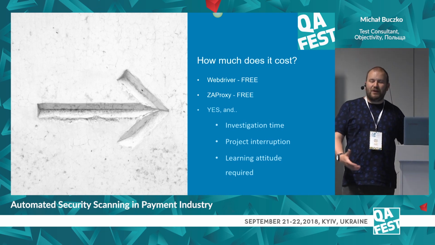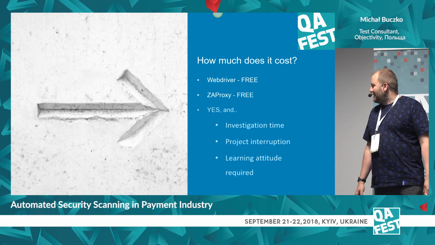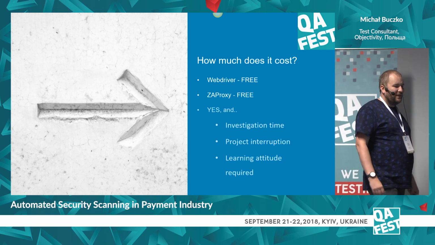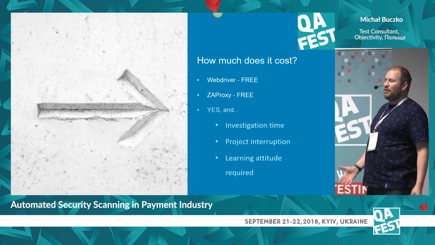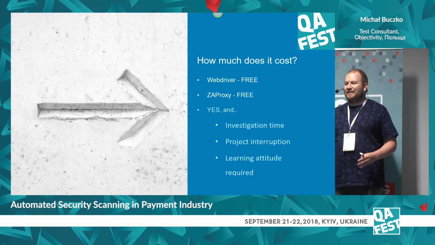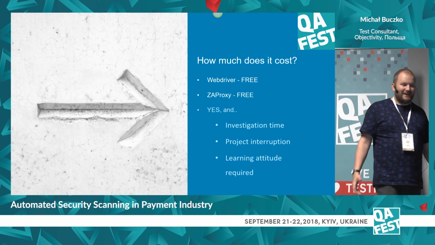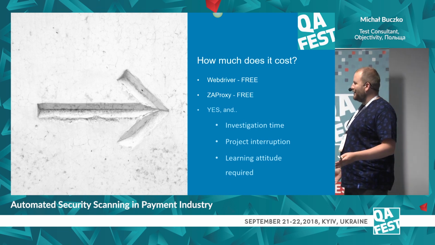So the question that often comes from project managers and other people is, how much does it cost? The first idea is to say, WebDriver is free, ZAProxy is free, we already have the automation, we just add those 10 lines, and everything works. It's all for free. Yes. And there are some additional costs.